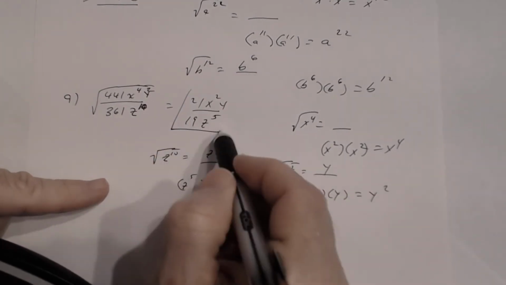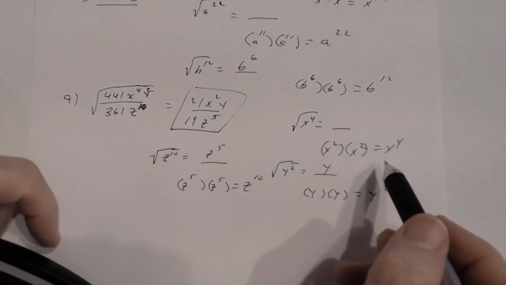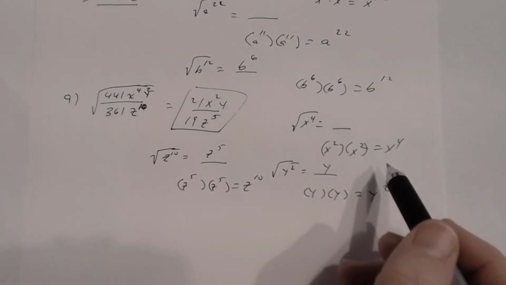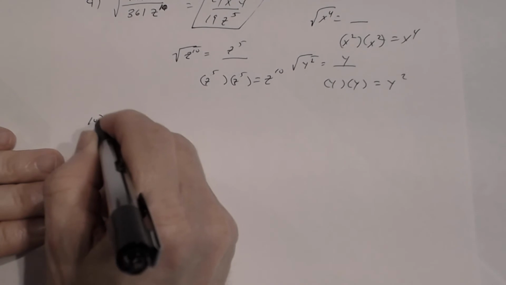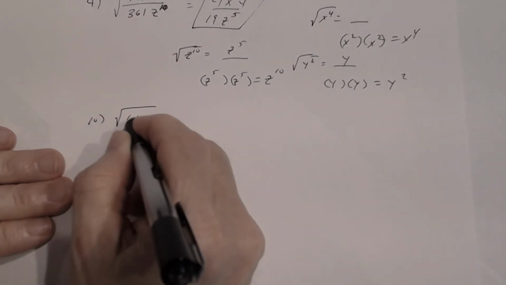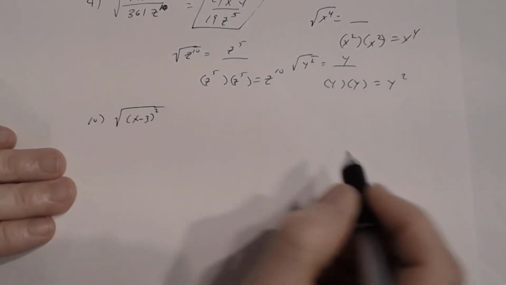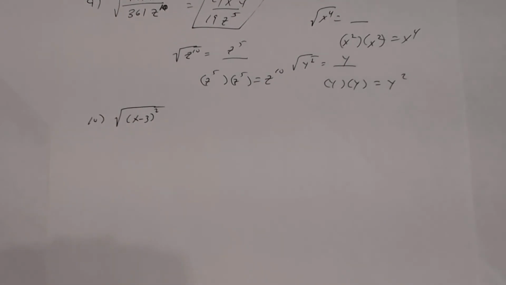And so there's your answer. That's the answer. Okay. Number 10. So number 10, we have this idea. We have the square root of (x - 3) squared. What do you think that equals? What do you think? The square root of (x - 3) squared.